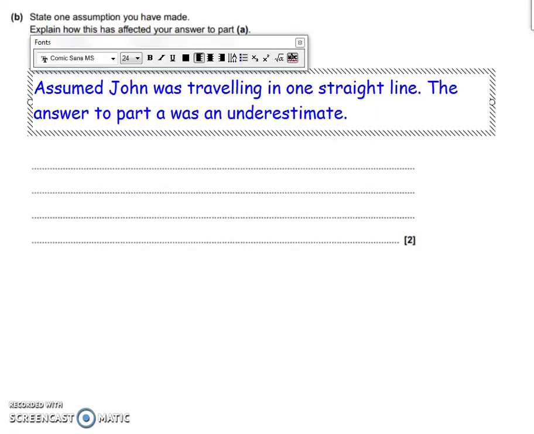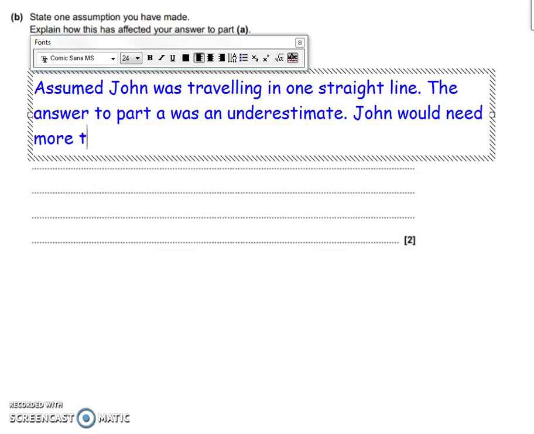So it's an underestimate, and we'd say that John would need more time to make his journey. Okay, so 1 mark for saying what the assumption is, and the second mark for explaining how that has affected our initial answer.